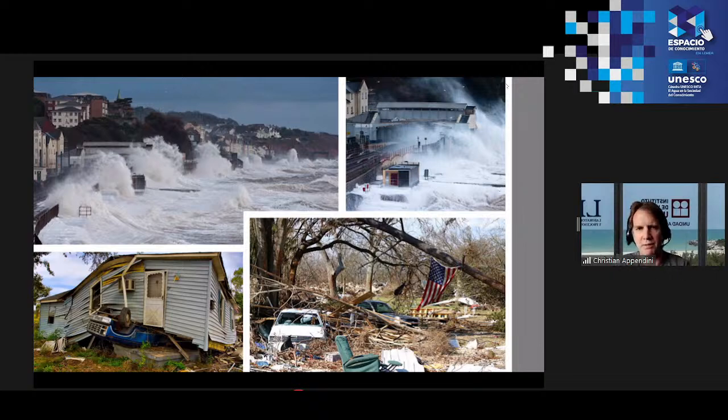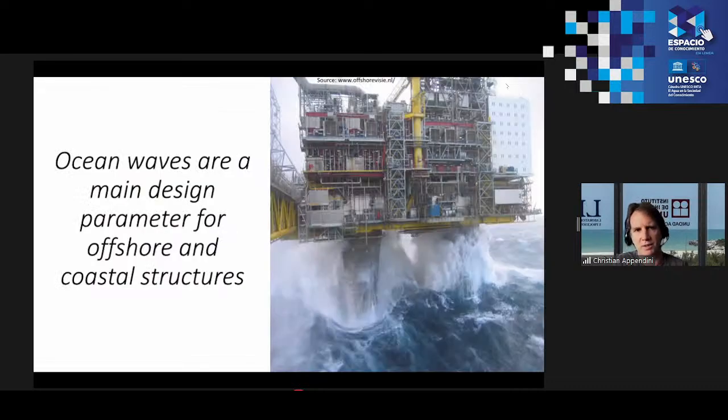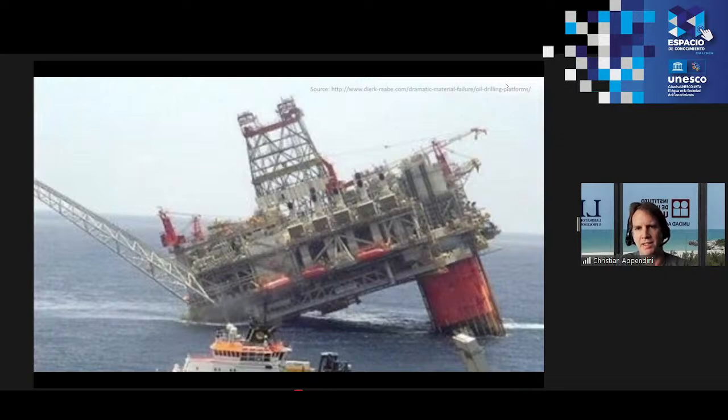This is a very relevant topic in tropical areas, because basically the size of the structures we're going to use in the coastal and offshore areas is related to the size of the waves that are going to be experienced by those structures. So ocean waves are a main design parameter for offshore and coastal structures. And we know that if we cannot do a good determination of the design wave, then we're going to have structure failure. And that is very costly.